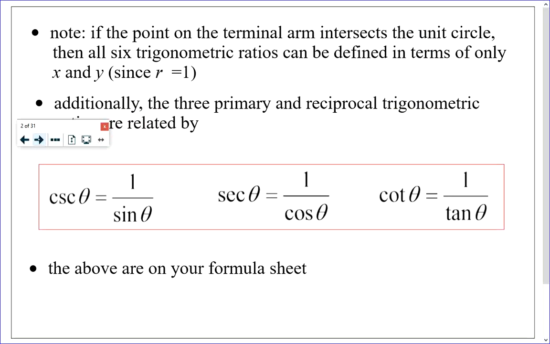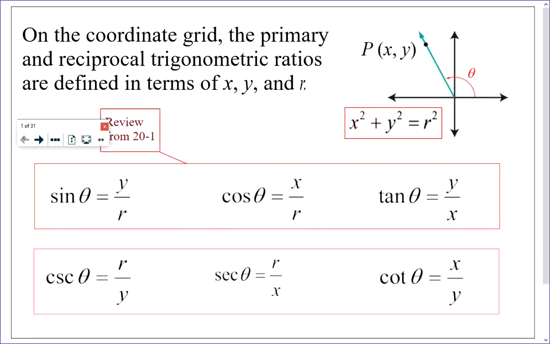Secant of theta is the reciprocal of cosine. I don't know the origin of these words, where they came from. They're kind of goofy sounding, but secant of theta is the reciprocal of cosine of theta, which means secant of theta is r over x, because cosine was x over r. So we reciprocate, flip over x over r to get secant.